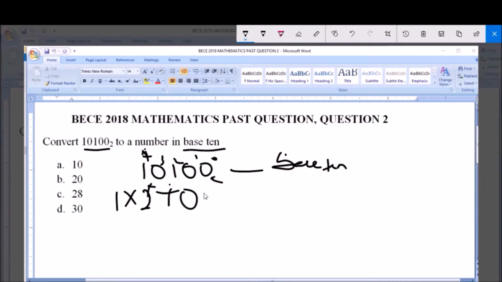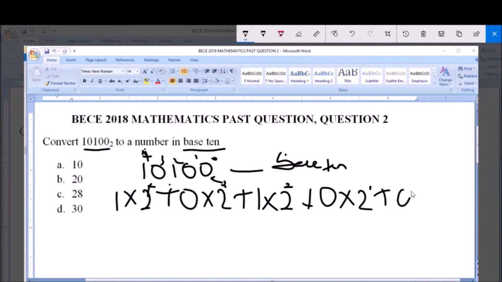Now we have plus 0 multiplied by its base, which is base 2, raised to its power, which is 3. Now we come to 1, plus 1 multiplied by the base 2 raised to the power of 2, plus 0 multiplied by the base 2 raised to the power of 1, and the last, plus 0 multiplied by the base 2 raised to the power of 0.